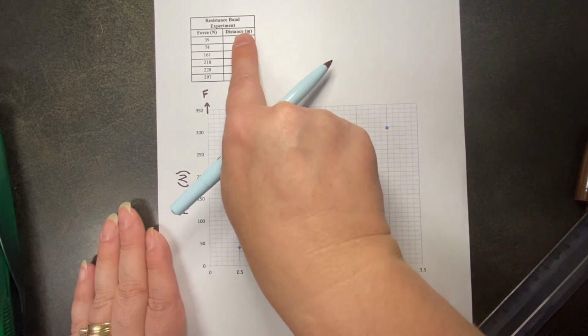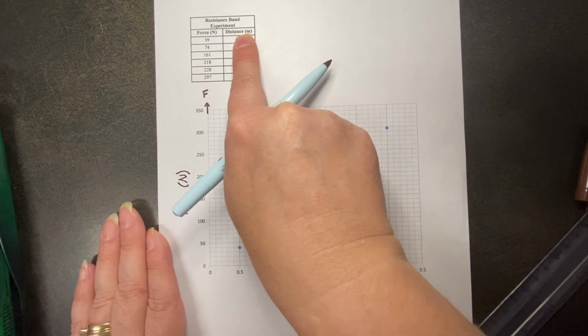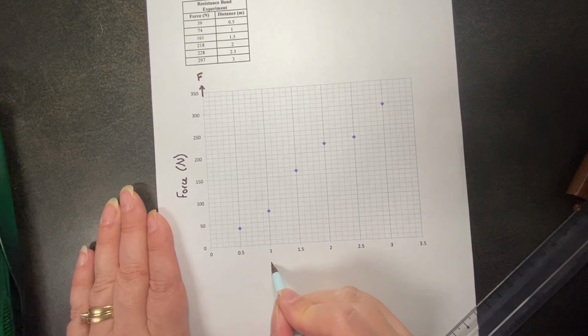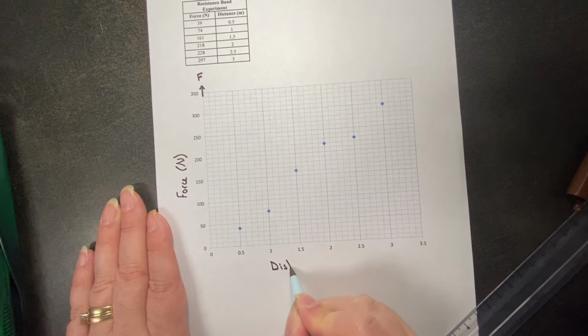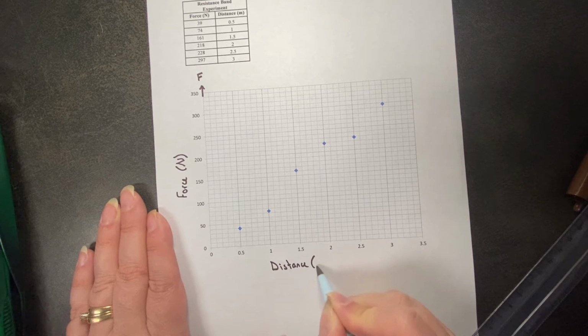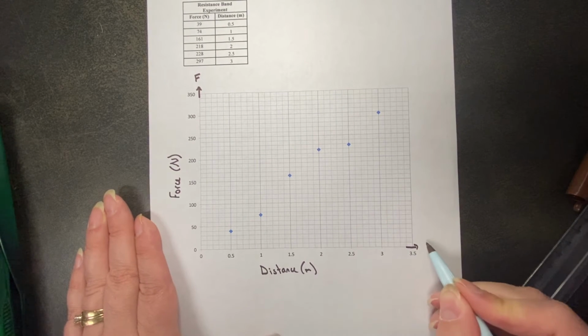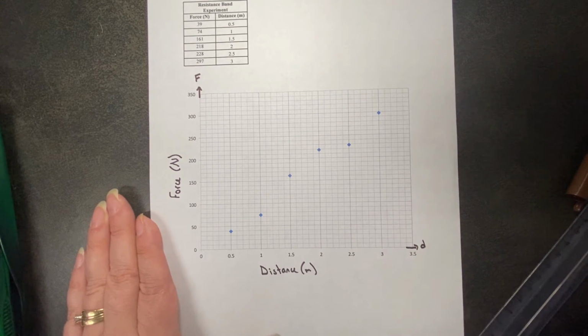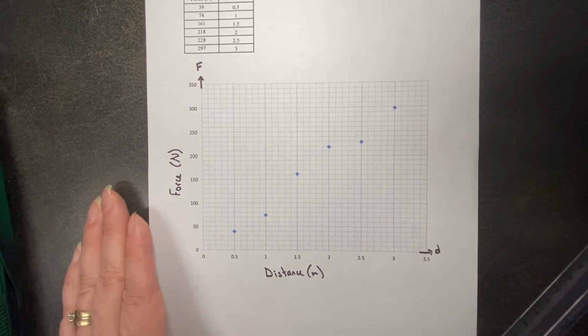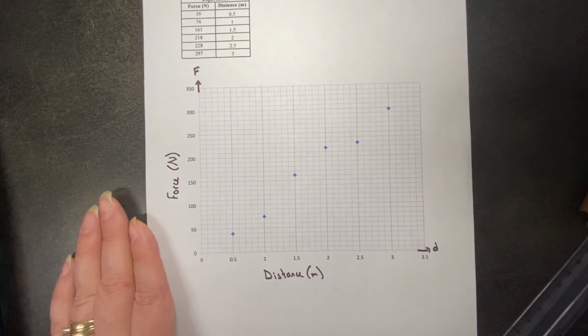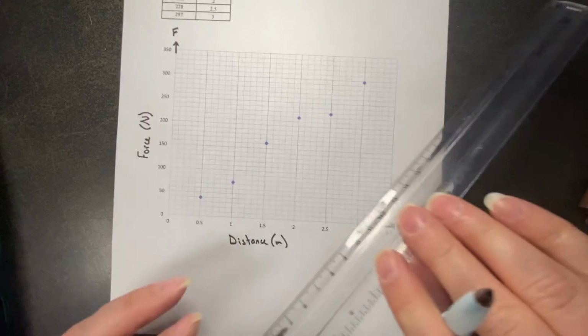And then my second variable of distance, I'll label it down here, distance, units of meters, and then I'll go ahead and label this axis with a lowercase d to represent distance. And now I'm going to draw my best fit line.